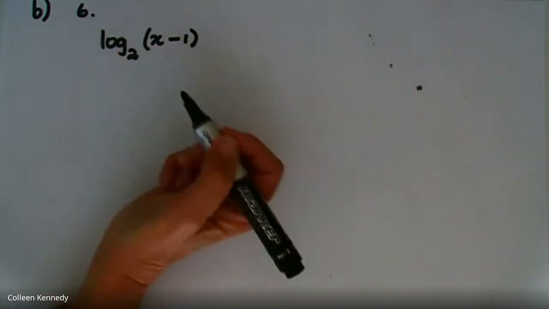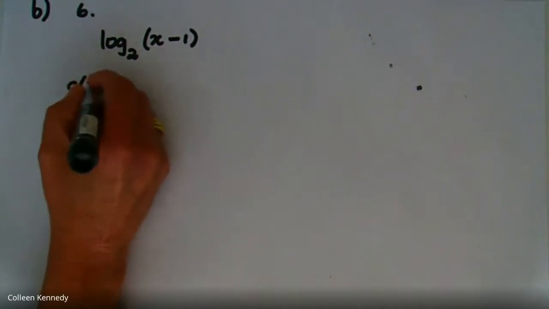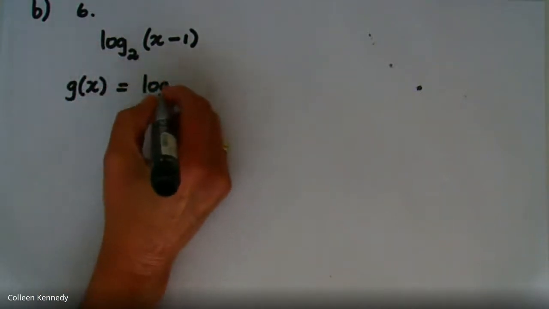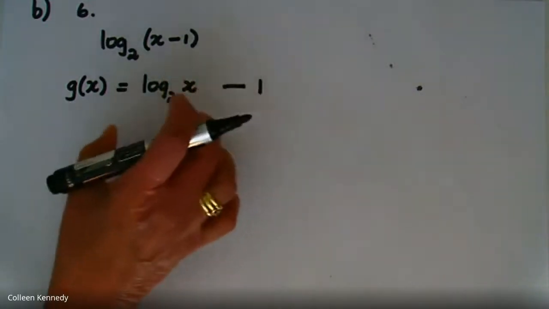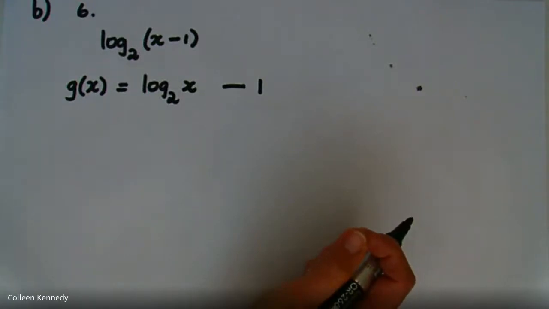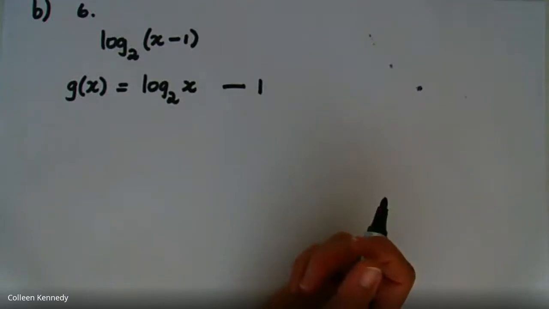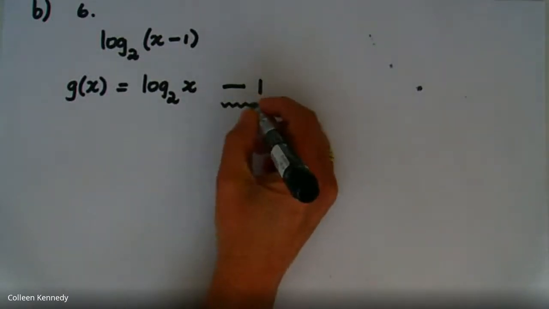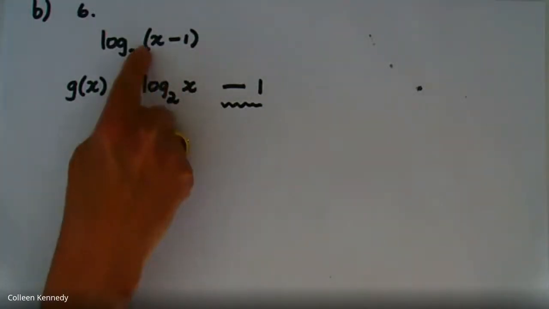This one said g of x equals log to the base 2 of x. So that's your log graph minus 1, which means move the whole graph down 1 unit. Are you happy with that? Because we know what subtracting a constant does to a graph. It just shifts the whole graph down by 1. So these mean different things, and it would have to be in a bracket if that was the number.